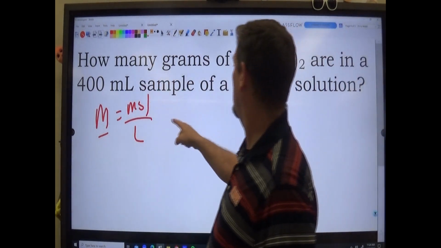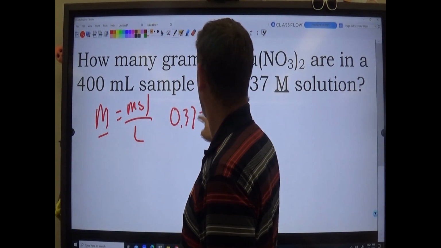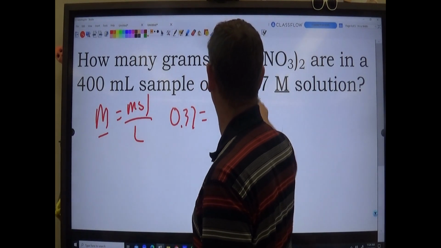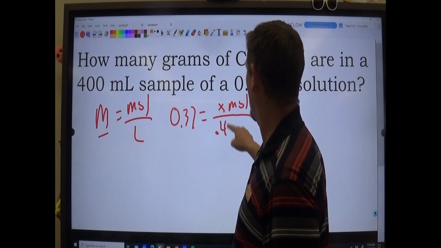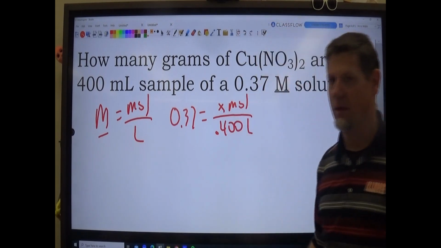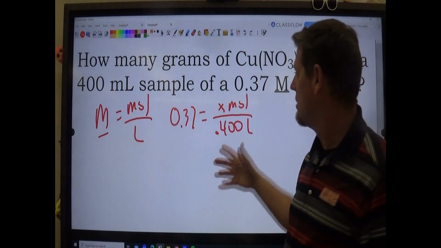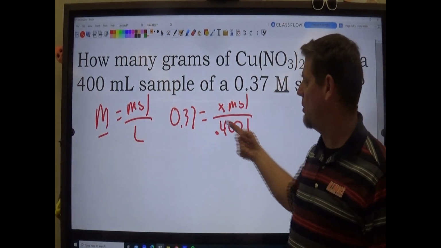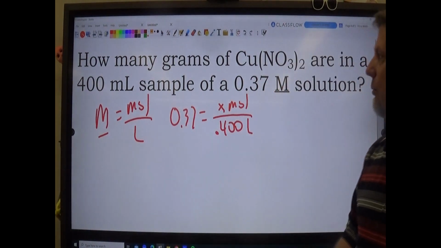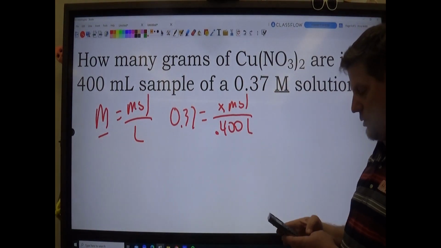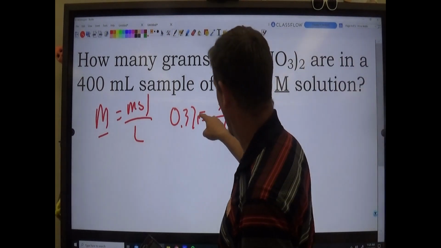So my molarity of 0.37 is equal to some number of moles that I don't know, and I know I have 400 milliliters, which is 0.4 liters. So now I'm going to do algebra to solve for moles. If I multiply both sides by 0.4, that will get rid of the value on the bottom. So this was molarity, by the way, capital M.